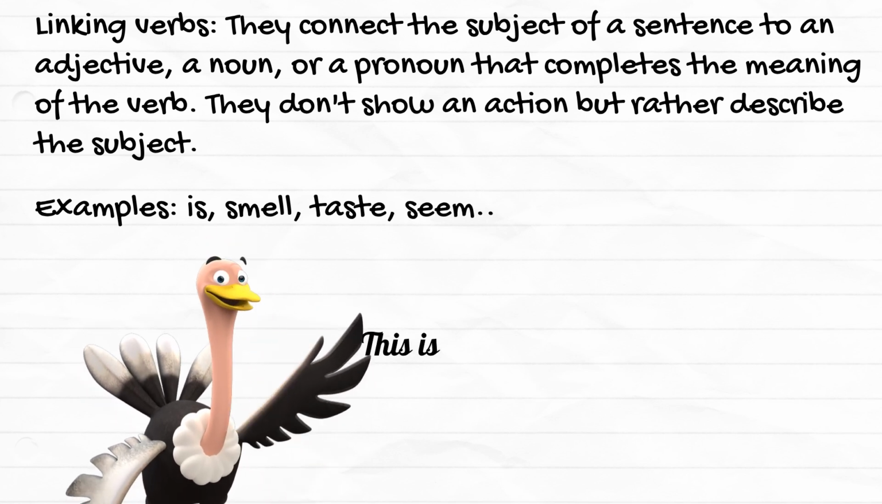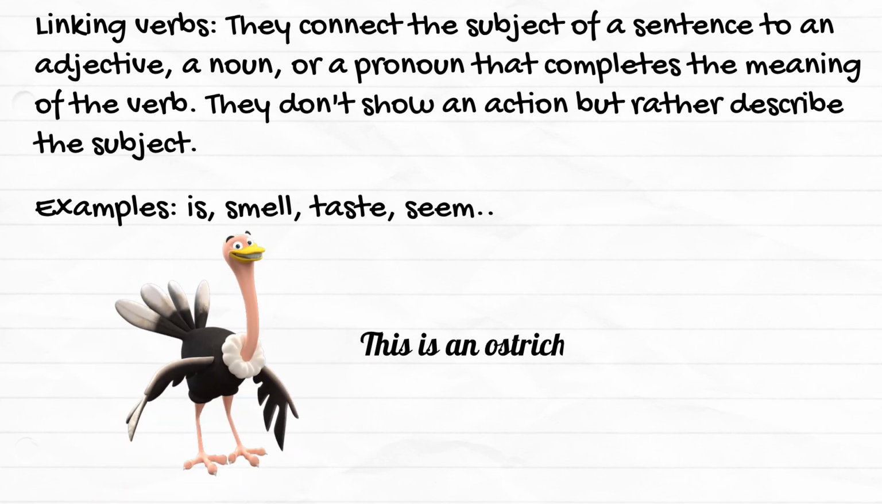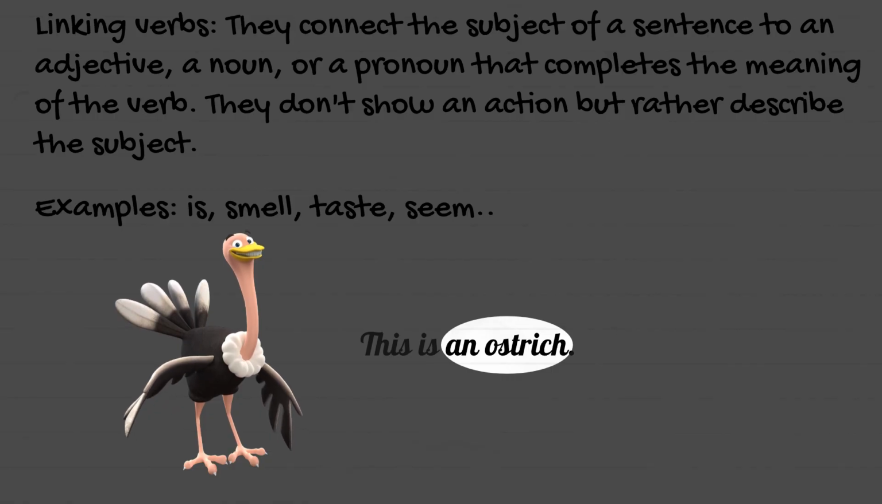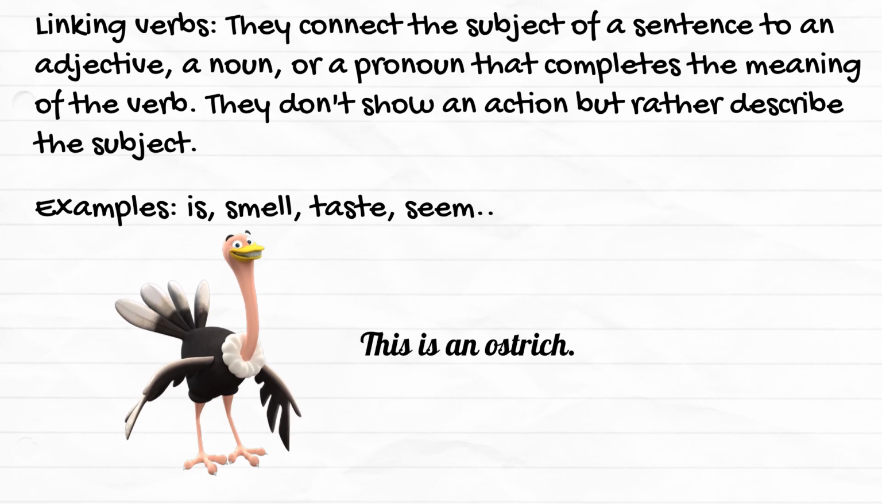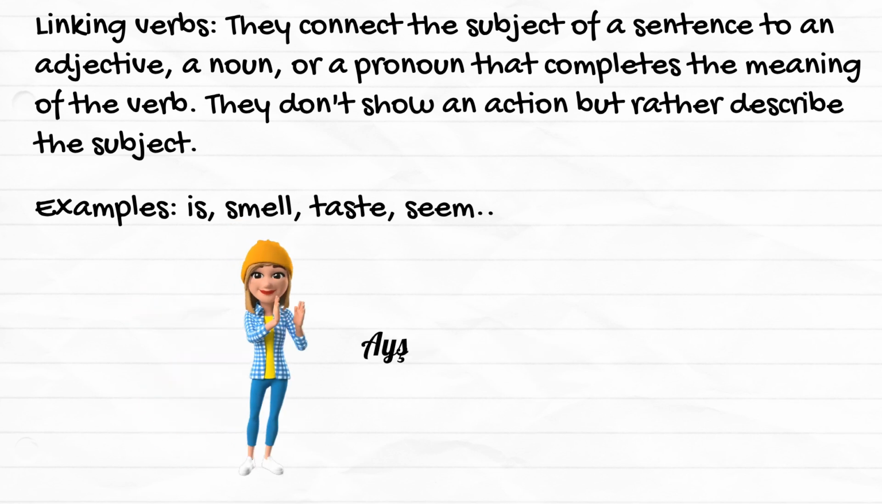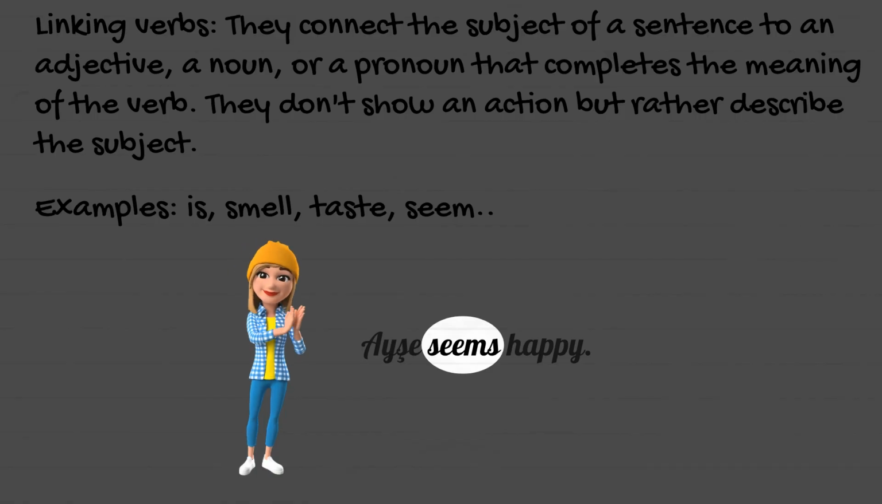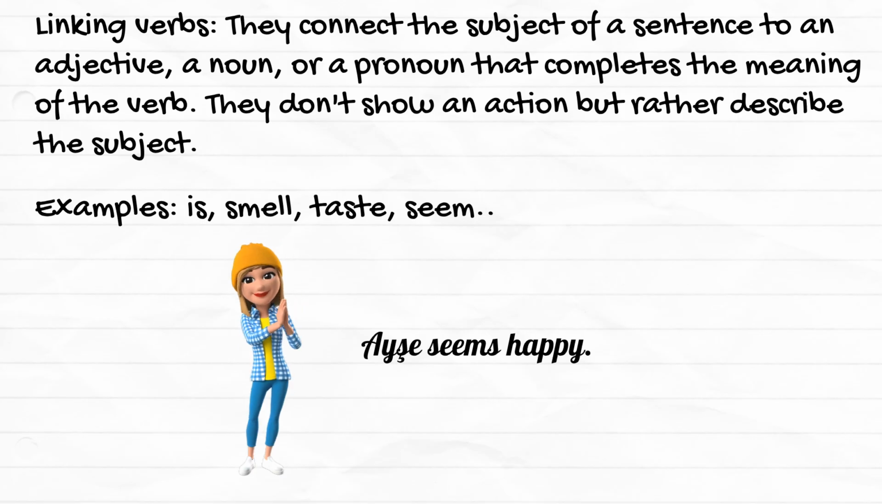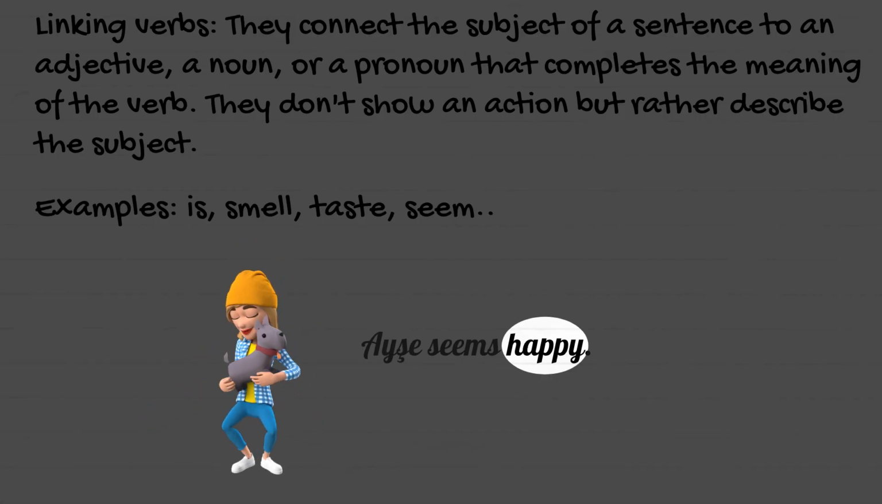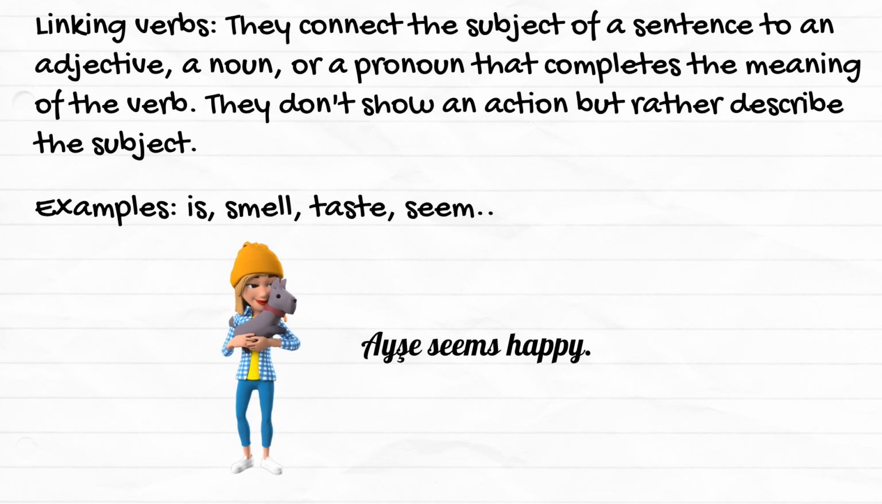This is an ostrich. In the sentence, the linking verb is connects the subject this to a noun, an ostrich. It doesn't show an action, but describes the subject. Ayşe seems happy. In the sentence, the linking verb seems connects the subject Ayşe to an adjective happy. It doesn't show an action, but describes the subject.